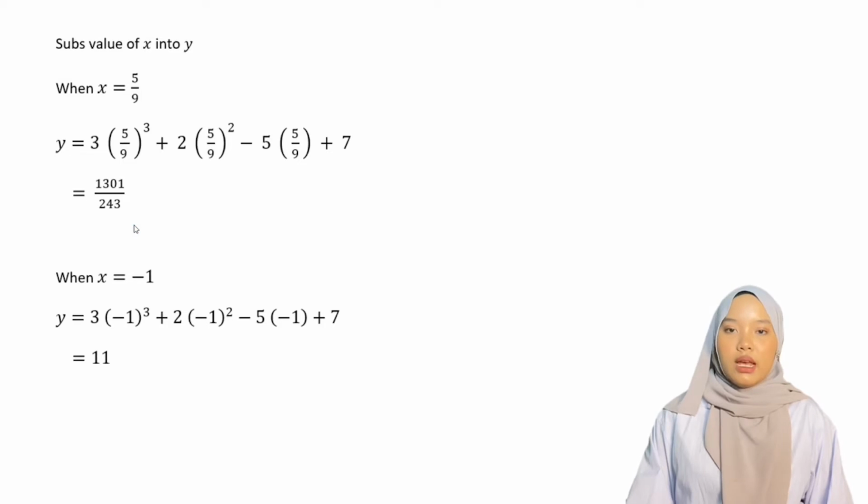Since x has two answers, we have to replace x again. So, when x is equal to negative 1, do the same thing as earlier. You write y = 3(-1)^3 + 2(-1)^2 - 5(-1) + 7, and you get the answer 11. So that is the coordinate you get.